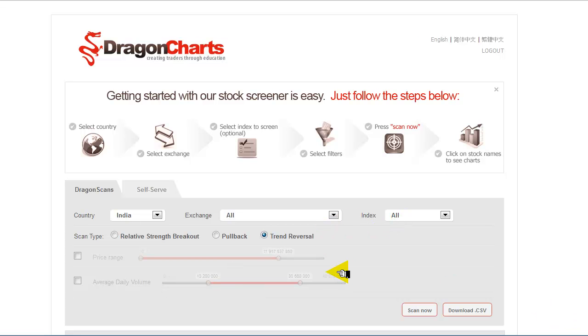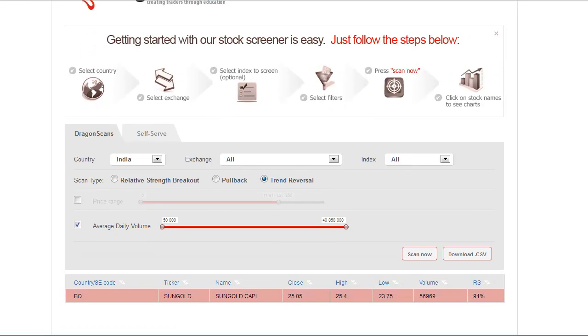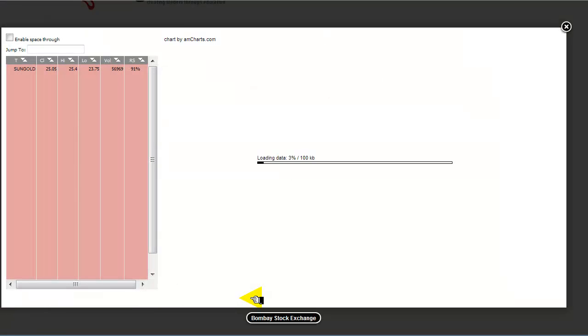Now I do like to use a minimum average daily volume to make sure that we're not trading illiquid stocks. So let's look at a real low minimum average volume of 50,000 shares a day. And maximum volume, we can go all the way up to the maximum. And now we hit the Scan Now button. And if we scroll down, we will see that one stock was returned on the trend reversal scan. It's Sun Gold. We click on the name of the stock and we'll get a chart.